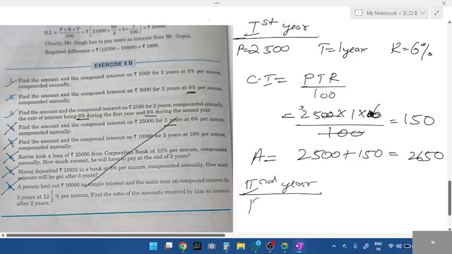Don't write it. Listen, for second year, this is the most important point. What will be the principal for second year? 2,650. Time, 1 year. Now tell me the rate, students. Take rate as 8%, complete the question. Once you complete, check the answer in the textbook and let me know.